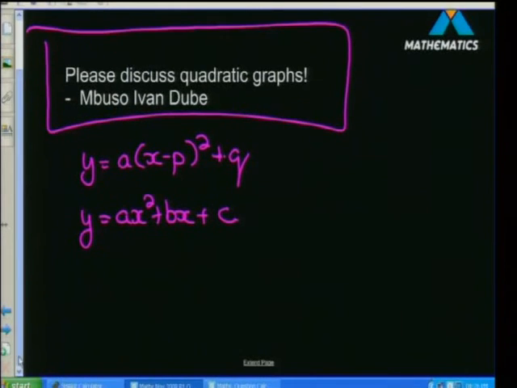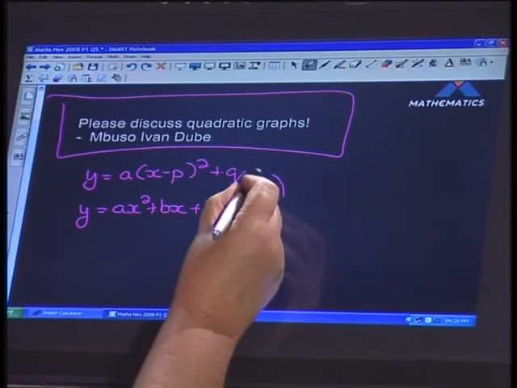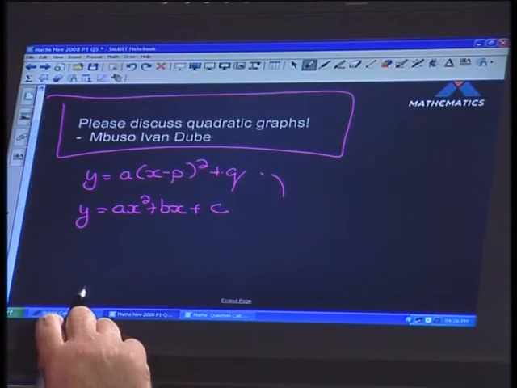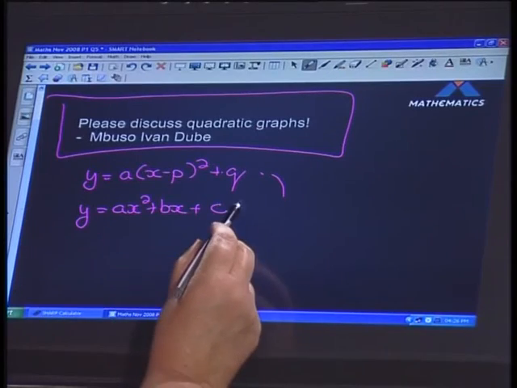How would that make a difference? Well, it depends. One option is to take this format and change it into this format by completing the square. Sometimes a little hair-raising, but it's one way to go about it. The other option is to just work with this.